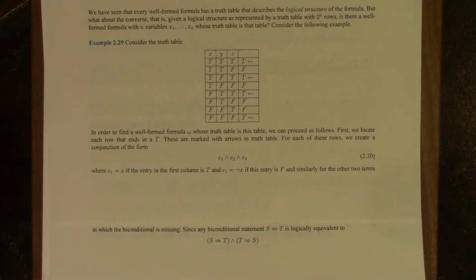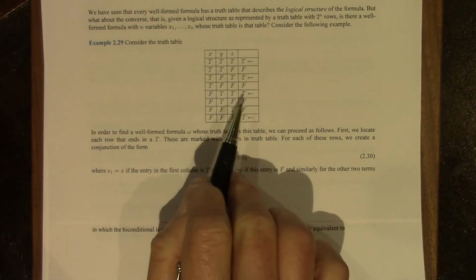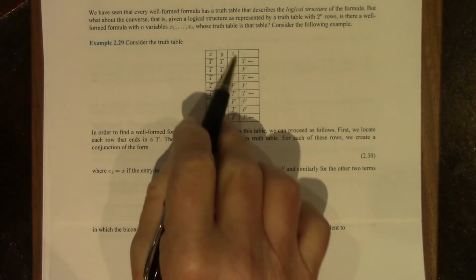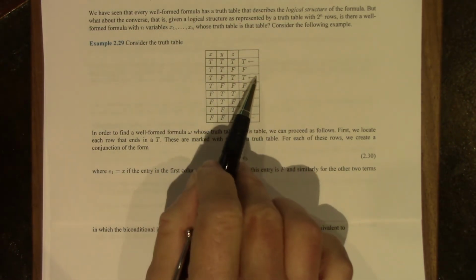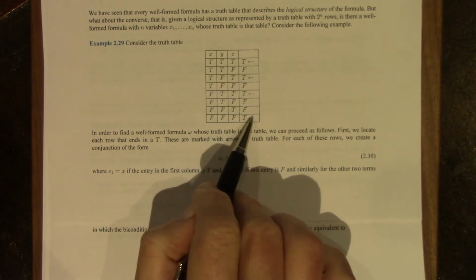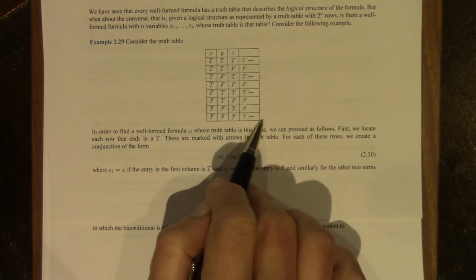And that's what we're doing here. This is the sort of thing a mathematician will do. He or she will find a conditional statement, every well-formed formula has a truth table, and ask about the converse. Do truth tables always have well-formed formulas associated with them? So let's look at an example. Here's a truth table, 8 rows, and I've indicated where the final value is true with arrows, 4 of them.